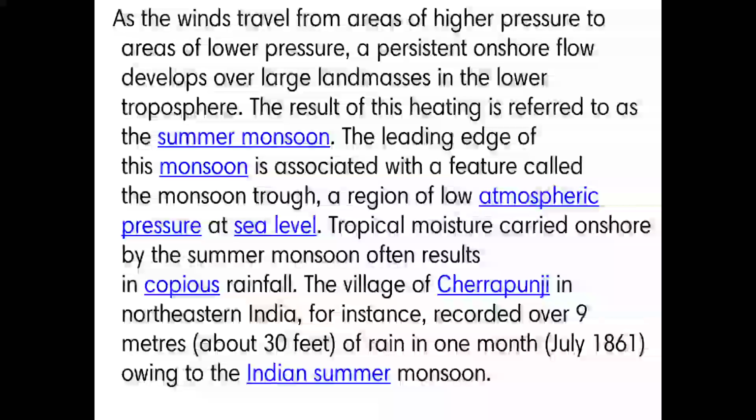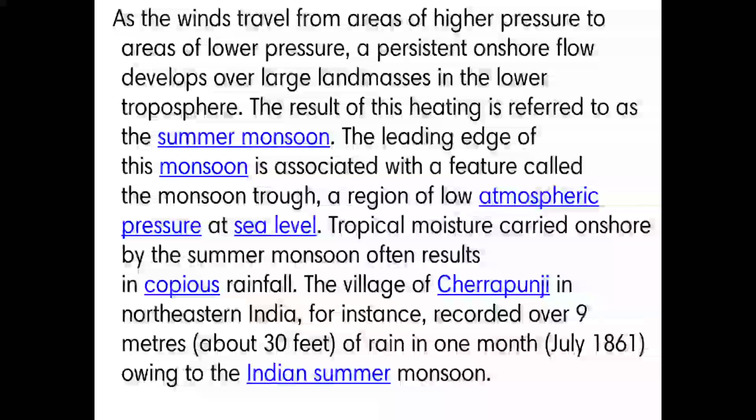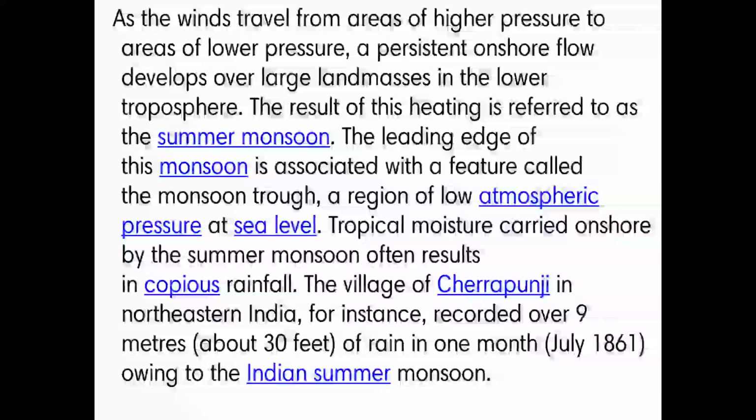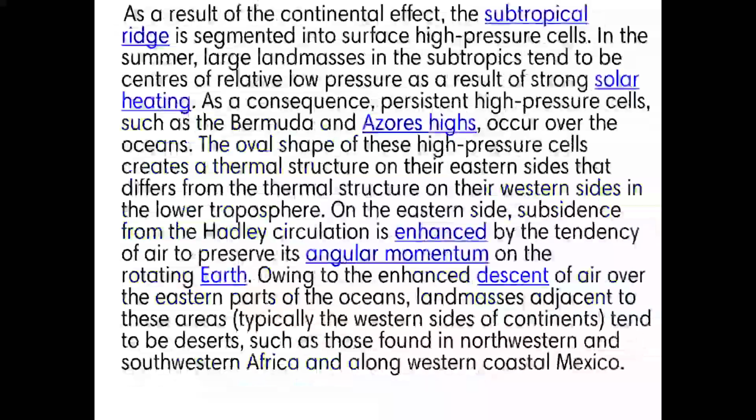The leading edge of this monsoon is associated with a feature called the monsoon trough, a region of low atmospheric pressure at sea level. Tropical moisture carried onshore by the summer monsoon often results in copious rainfall. The village of Cherrapunji in northeastern India, for instance, recorded over 9 meters, about 30 feet, of rain in 1 month, July 1861, owing to the Indian summer monsoon.